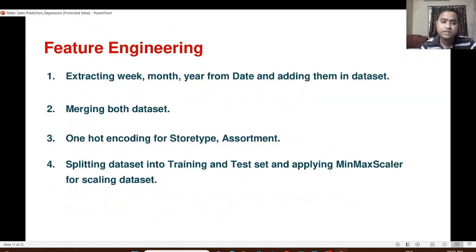Now, feature engineering. Number 1, extracting week, month, year from date and adding them to the dataset. Number 2, merging both datasets. Number 3, one-hot encoding for store type and assortment. And number 4, splitting the dataset into training and test sets and applying min-max scaler for scaling the dataset.